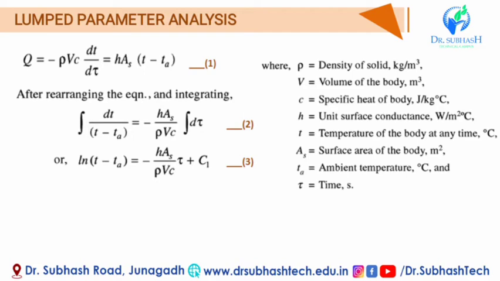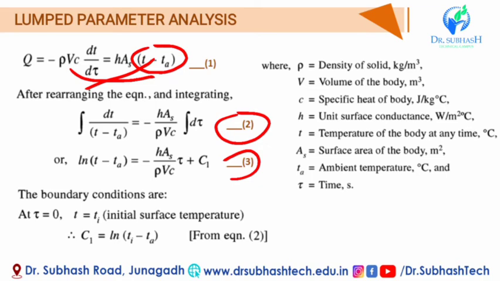After rearranging the equation and integrating, the integral of dT by T minus Ta is equal to minus h A with suffix s, representing the surface area of the body, divided by rho V c, times the integral of d tau. Call this equation number 2. Here rho V c is shifted to the right-hand side and the temperature difference is shifted to the left-hand side. The integration of 1 upon T minus Ta gives ln of T minus Ta. The integration of d tau is tau. So the equation on the right-hand side is minus hA divided by rho V c multiplied by tau plus the constant of integration C1. Call this equation number 3.